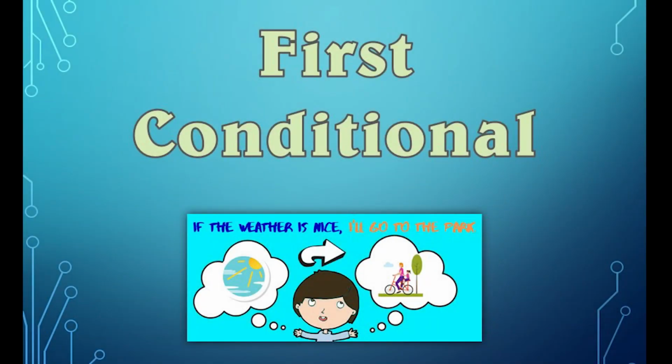Hi, today we're going to learn one of the most useful grammar structures in English, the first conditional. We use it when we want to talk about things that might really happen in the future, depending on a condition. It's very easy, logical, and you can use it in everyday conversations. So grab a notebook, take some notes, and let's get started.